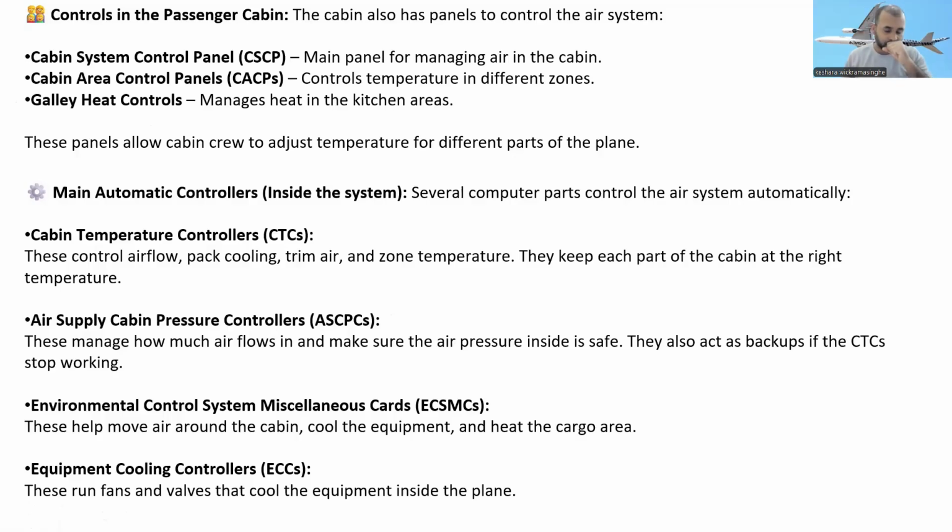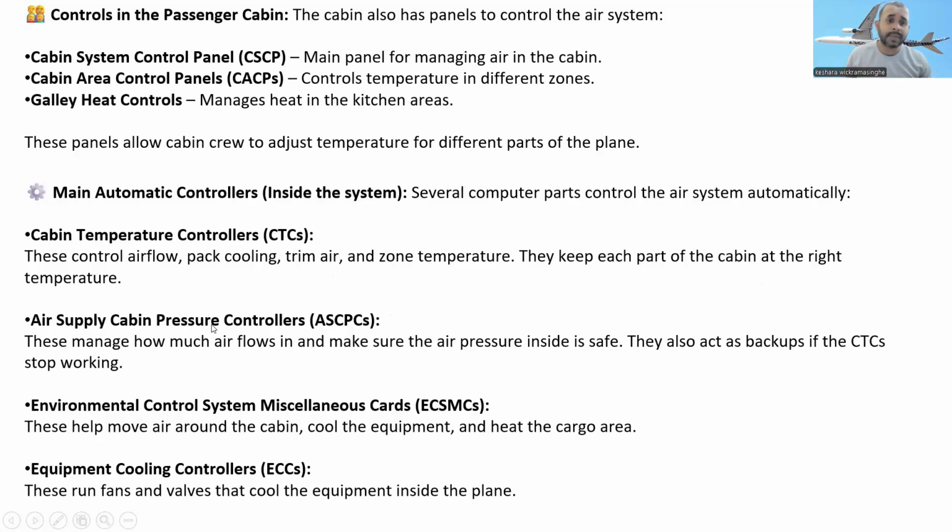Now, the main automatic controllers inside the system. Several computer parts control the system automatically. The first one is cabin temperature control. Cabin temperature controls operate automatically. They can control airflow, pack cooling, trim air, and the zone temperature. They keep each part of the cabin at the right temperature.